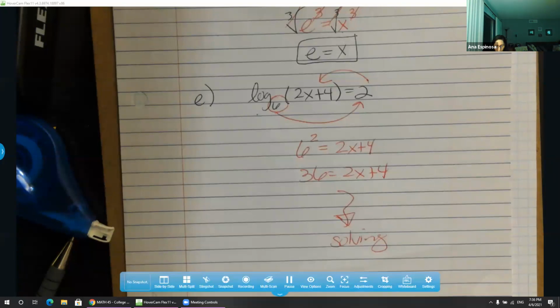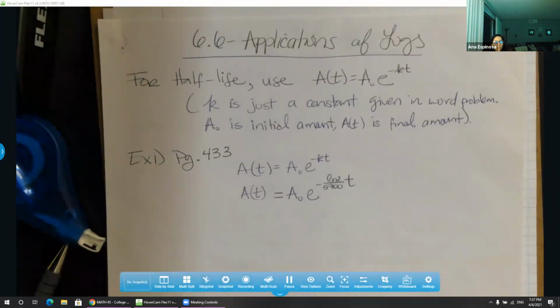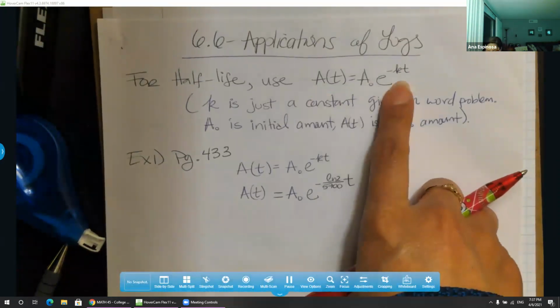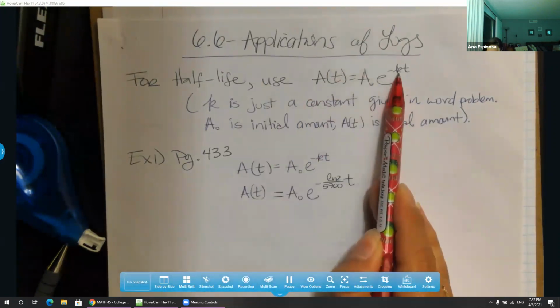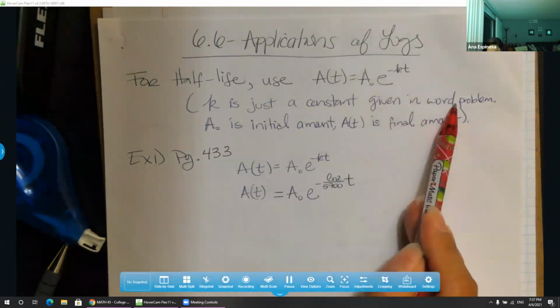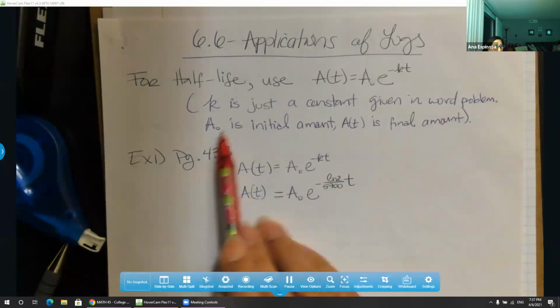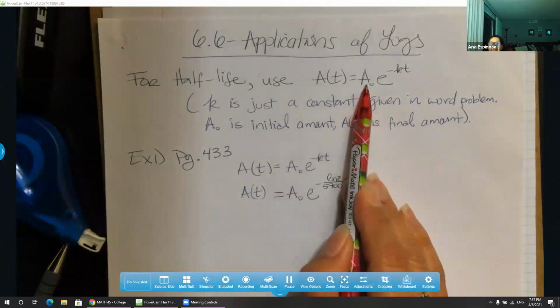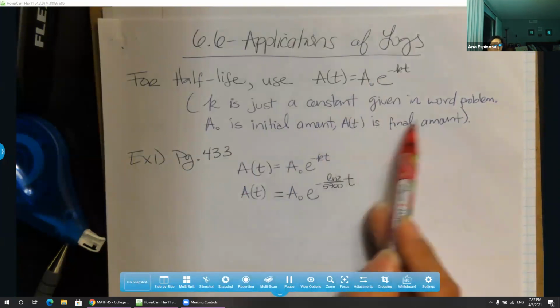The last one we have is 6.6, which is short applications of logs, which is just one problem. Okay. What is the half-life? The half-life equation looks something like this. It is basically a decay. K is a constant, and it's given to you in the word problem. A sub 0, also called A naught, is the initial amount of whatever element or property you're looking at, and A of t is the final amount.